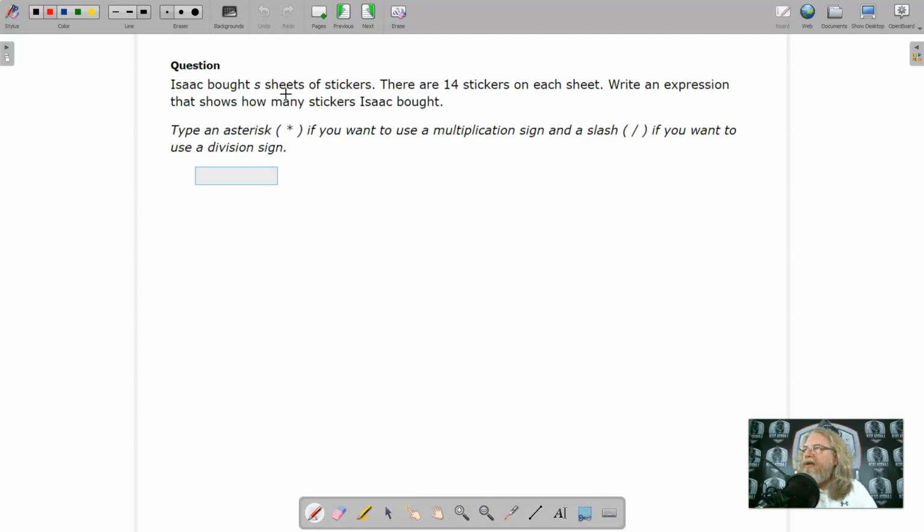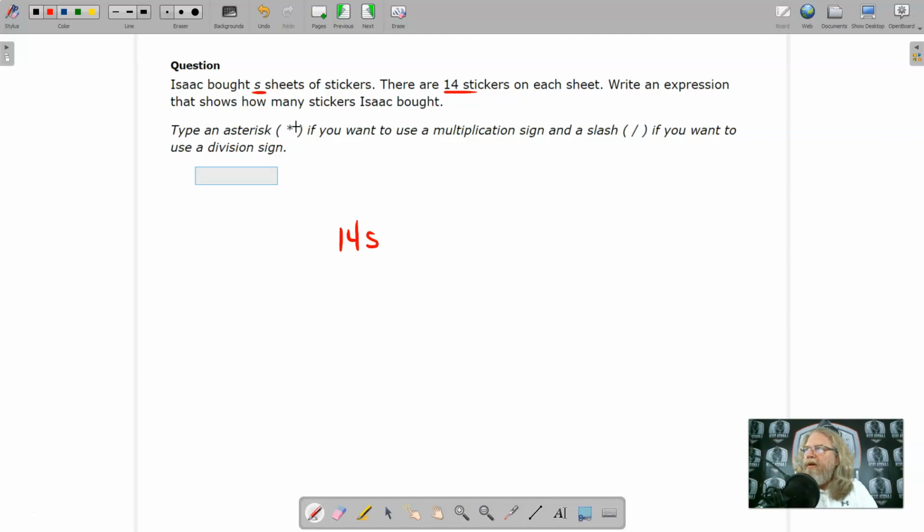Isaac bought S sheets of stickers. So he bought a certain number of sheets of stickers. There are 14 stickers on each sheet. That's probably important information. Write an expression that shows how many stickers Isaac bought. For each sheet, there were 14 stickers. If you had one sheet, that would be 14. Another sheet, plus 14. Another sheet, plus 14. Notice we're adding the same value over and over again. Repeated addition of the same value is multiplication. So we're going to multiply: 14 times S.